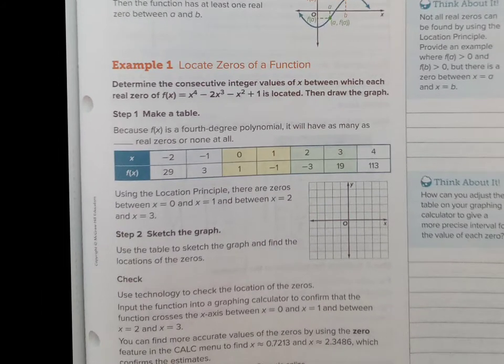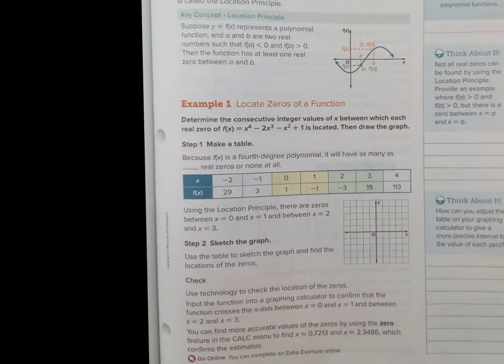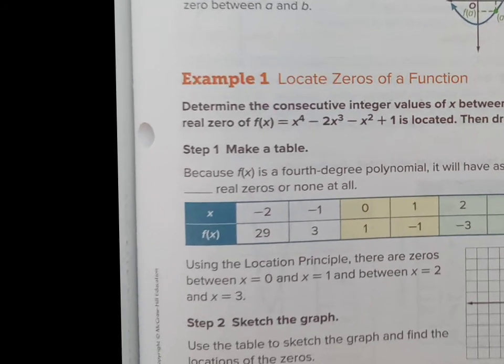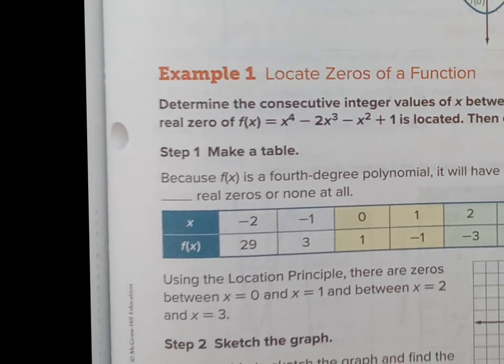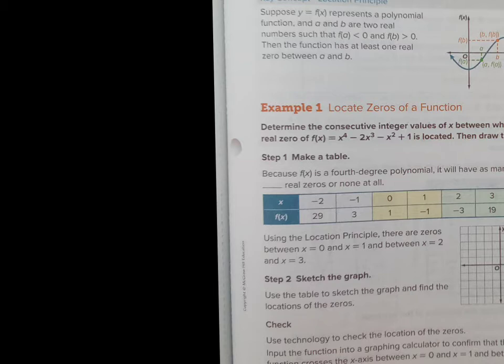Okay, so let's see this in action. It says determine the consecutive integer values of x between which each real 0 of this function is located. Then draw the graph. Okay, so some things that we should know by looking at this is that it's an even degree, it's a 4 specifically, and that it is a positive leading coefficient. So our graph is going to look something like this. Something like that could possibly happen.